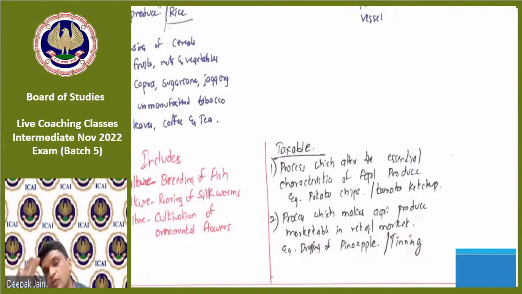Then tomato ketchup. Tomato alone is agriculture produce. From tomato you have made tomato ketchup, which you can store for a longer period of time. So that's not an exempted service. The process which makes agriculture produce marketable in the retail market is taxable.